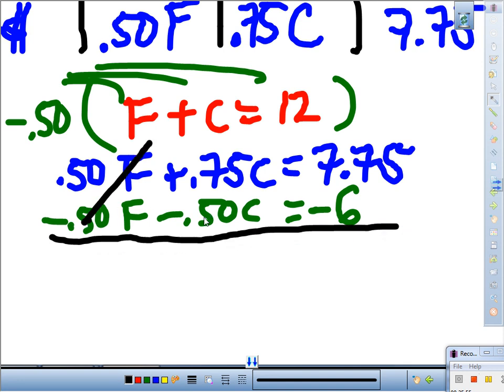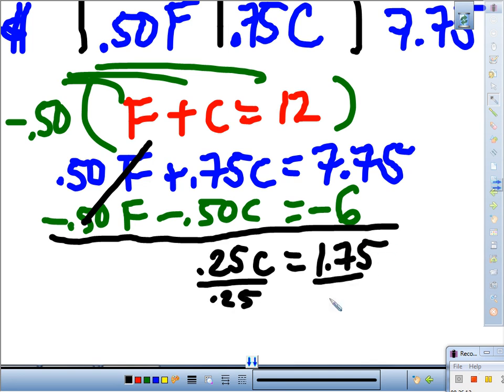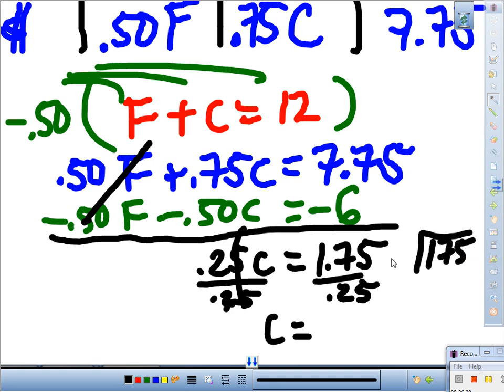Okay, let's see. Eliminate F. What is 0.75 minus 0.50? 0.25 C equals, what is 7.75 minus 6? 1.75. Okay, and lastly, we divide by 0.25, divide by 0.25. C equals, let's see, if we move the decimal twice, 175 divided by 25, it's in there how many times? 7. 3, that's 14, 17, yep. 7 times.